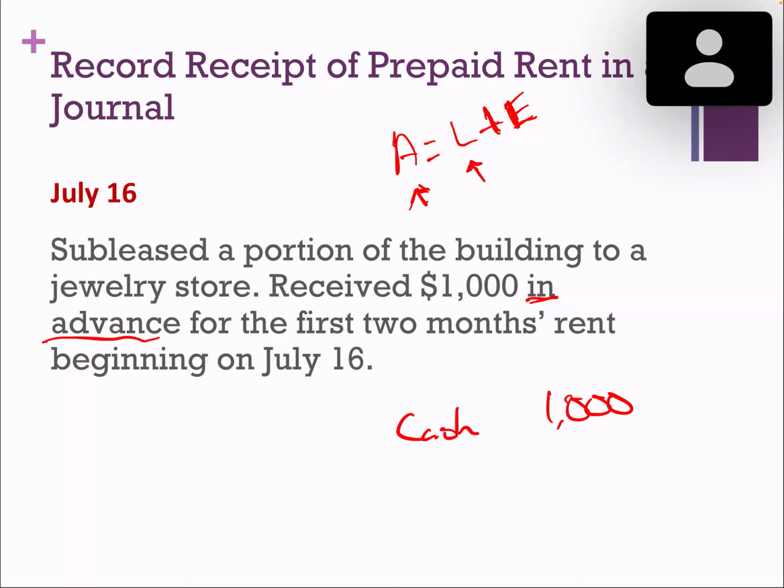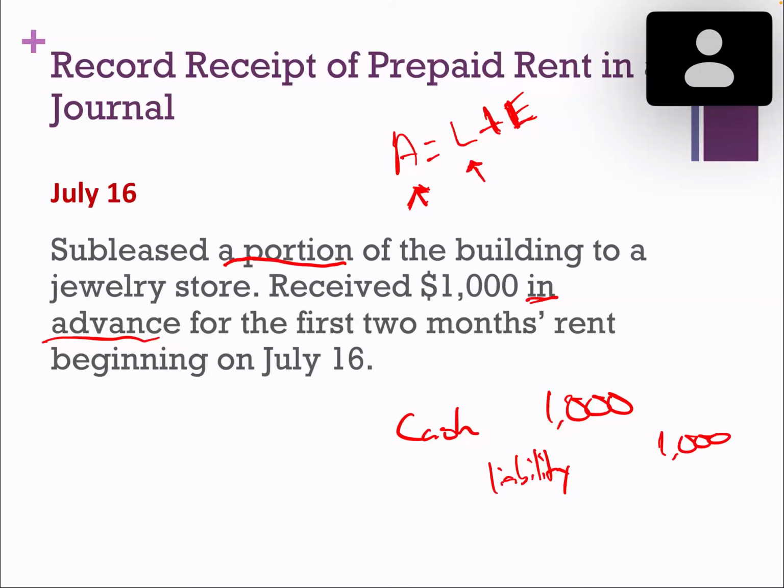Let me make sure I explain that better. So our assets are going up, we're receiving cash, but we have an obligation to provide them with a portion of our building. Okay, so we have an obligation to provide them with space into the future. Okay, so it's a liability. So you could just credit liability.